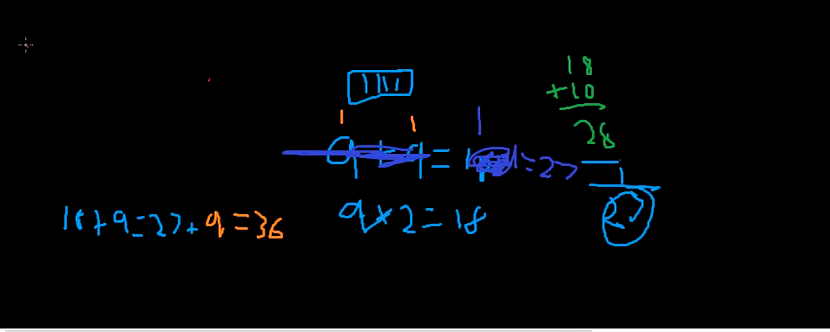Here we go. Now with division, it's the exact same thing. Don't think about it as division. Think about it as multiplication. And if you don't know multiplication, then you think about it as addition. It's the easiest way to do word problems.